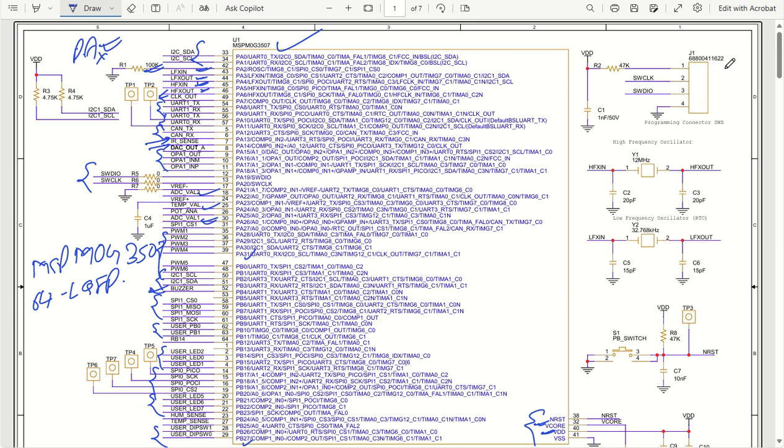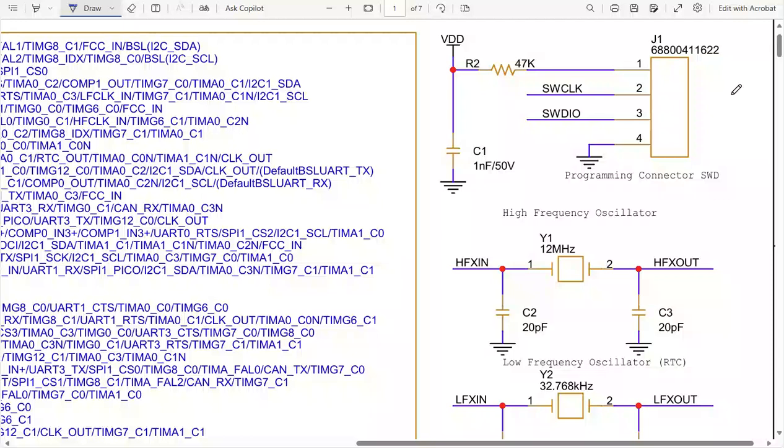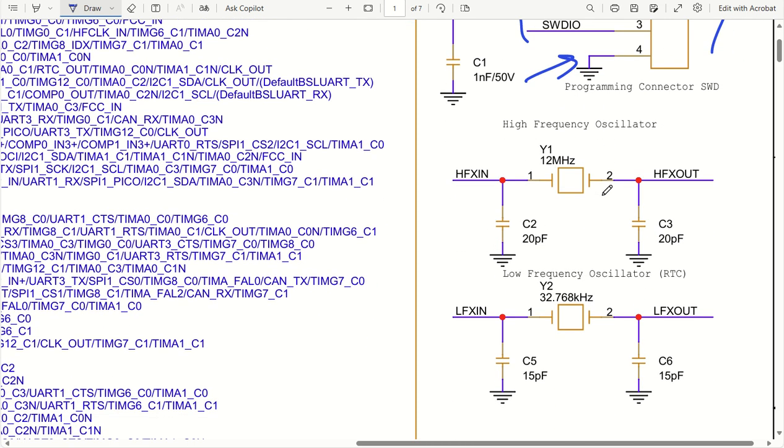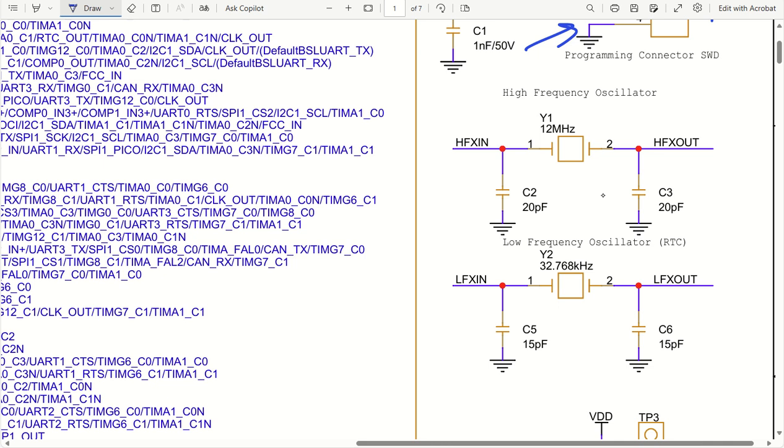Now coming back to the programming part, you can see we have the programming connector here, a 4-pin programming connector. One is the power pin, one is the ground pin, and the rest two are the data and clock pins. You can see we have the high frequency oscillator, a 12 megahertz oscillator I have used, and then we have the RTC application for that low frequency oscillator. We have 32.768 kilohertz.